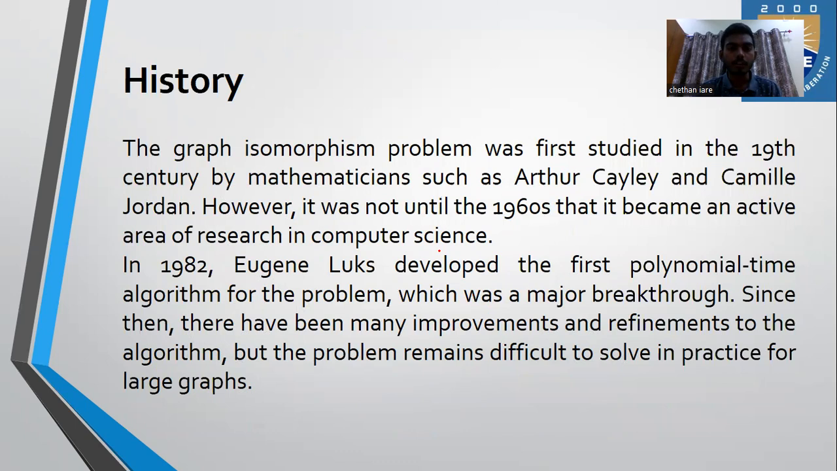The graph isomorphism problem was first studied in the 19th century by mathematicians such as Arthur Cayley and Camille Jordan. However, it was not until the 1960s that it became an active area of research in computer science. In 1982, Eugene Luks developed the first polynomial time algorithm for a restricted class of the problem, which was a major breakthrough. Since then there have been many improvements and refinements to the algorithm. But the problem remains difficult to solve in practice for large graphs.